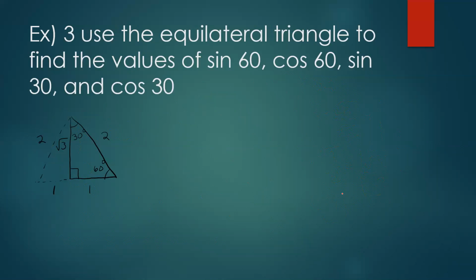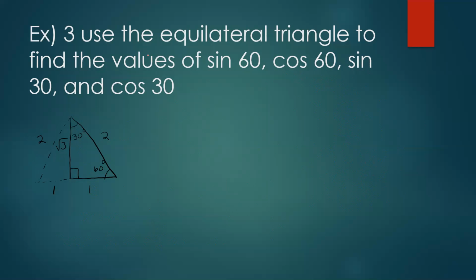Okay, so example 3 says, use the equilateral triangle to find the values of sine of 60 degrees, cosine of 60 degrees, and sine of 30, and cosine of 30. The first thing I'm going to do is, so here's this triangle. We have an equilateral triangle, so that means this triangle right here was given, and then this is like the invisible other side of the triangle, and it should be this exact same image because it says equilateral.